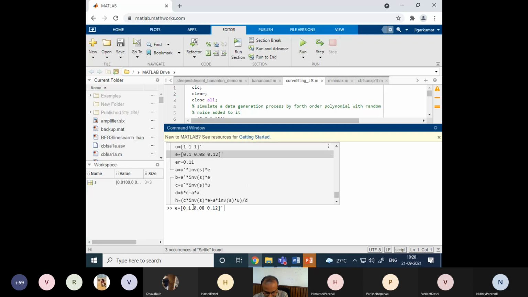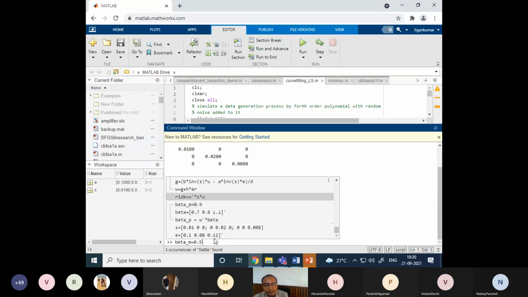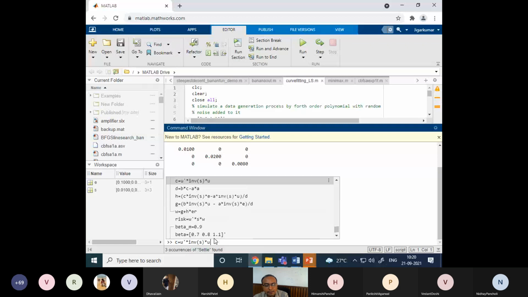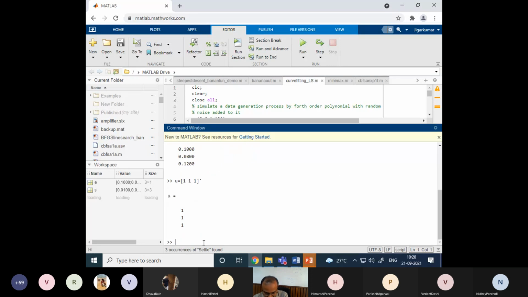I have done this some time before. So let me say the E vector is what? 0.1, 0.08 and 0.12 dash. Why is there a dash? Transpose. Don't make a mistake in that. Press enter. You will get a column vector. Okay. Then you should enter the U vector, which is a vector of 1s with size 3 cross 1. So don't make mistakes in these simple things. 1, 1, 1 dash. So it is 1, 1, 1 transpose. Okay. Now all the data is entered.